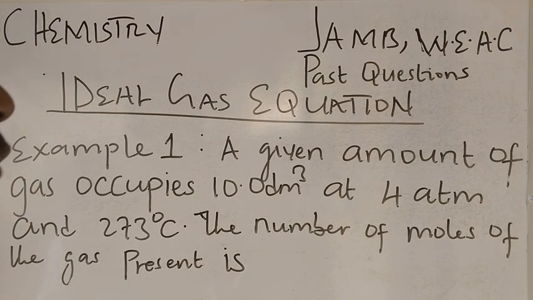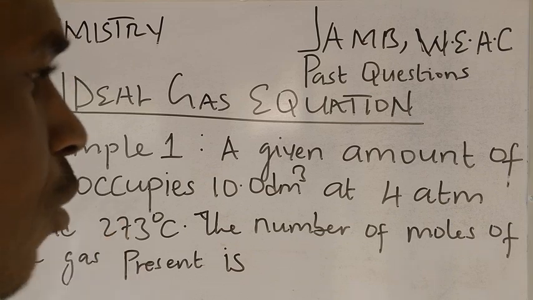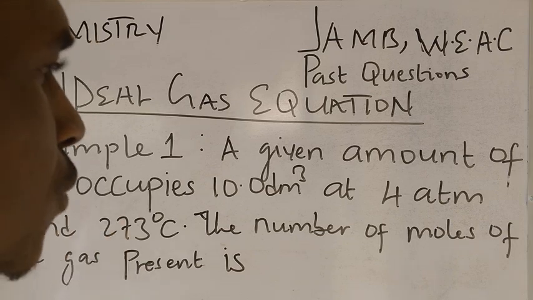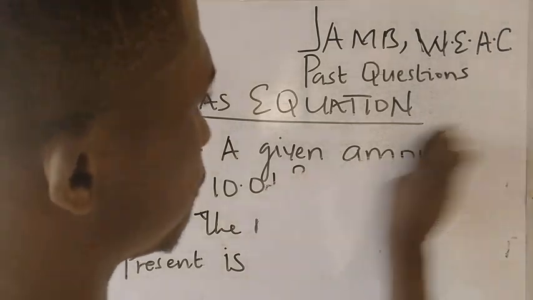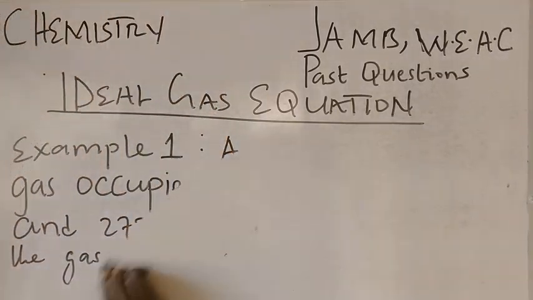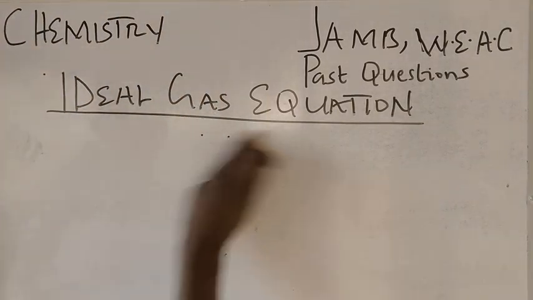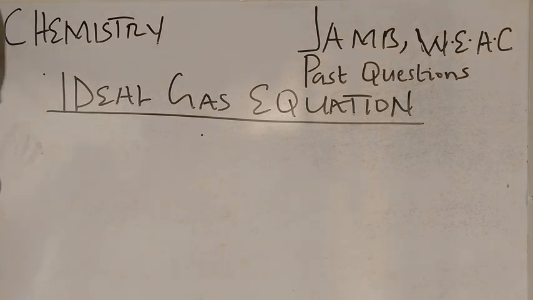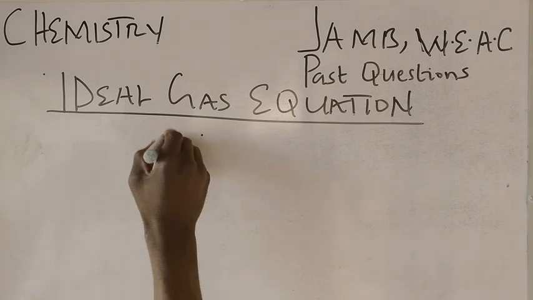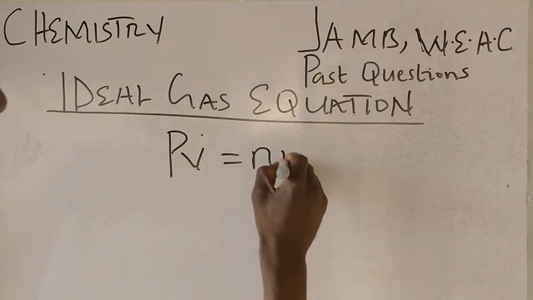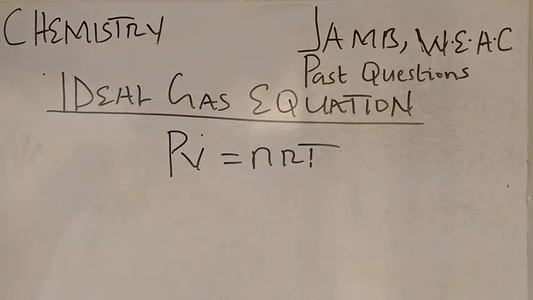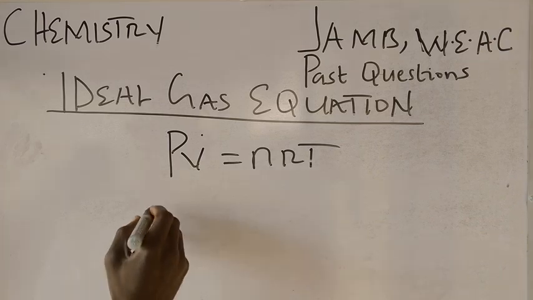Before we solve this question, it's important for us to know the ideal gas equation. How does it look like? The ideal gas equation says that PV is equal to nRT.